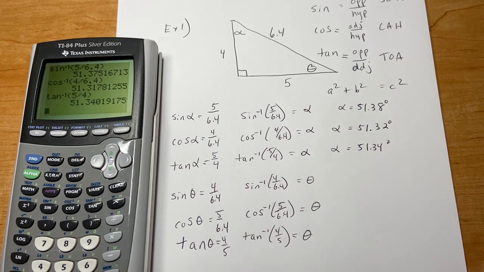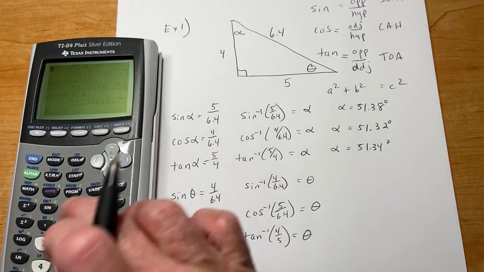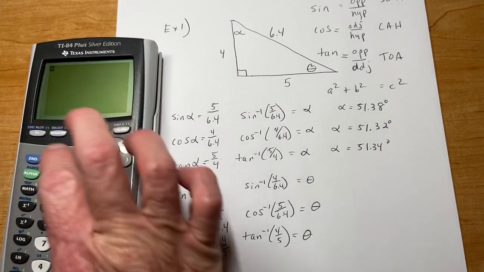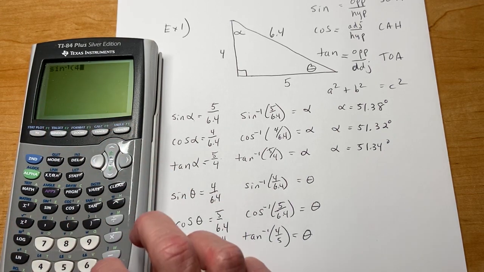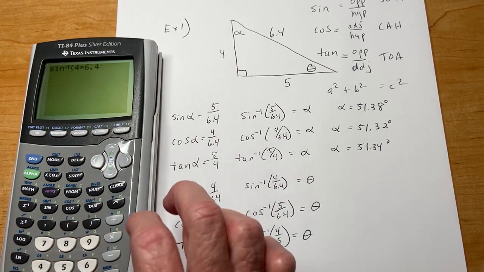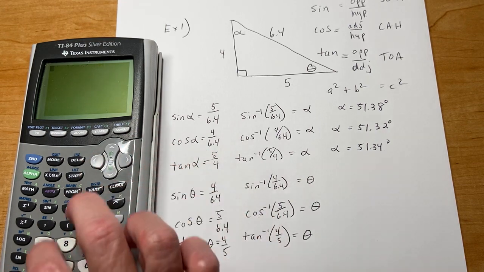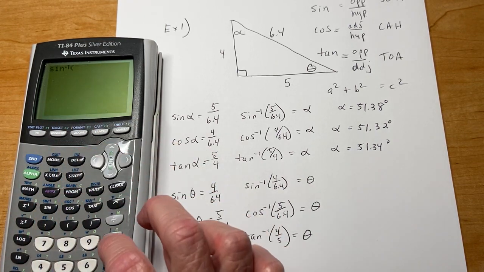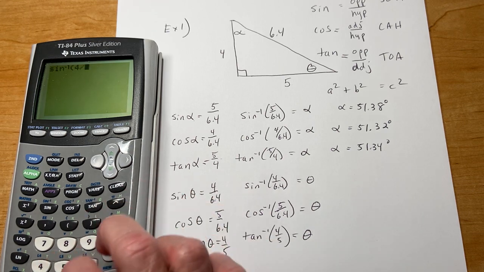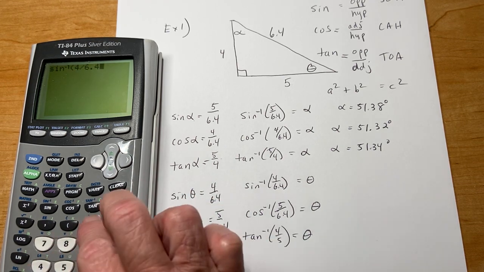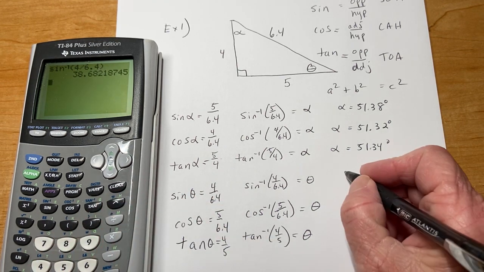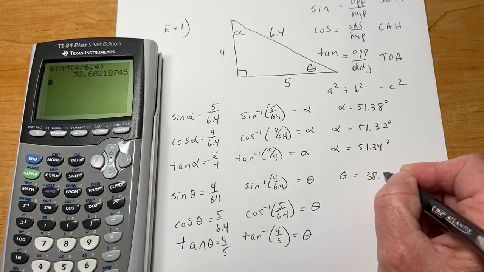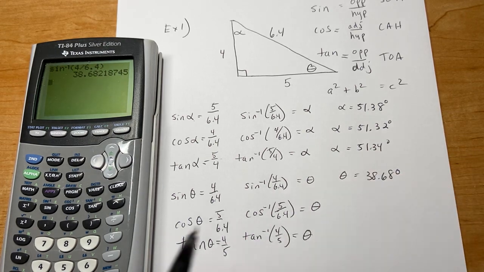So let's go through the math. And this is calculator practice. All right, second sine, 4 divided by 6.4. All right, I'm getting that theta is 38.68 degrees.